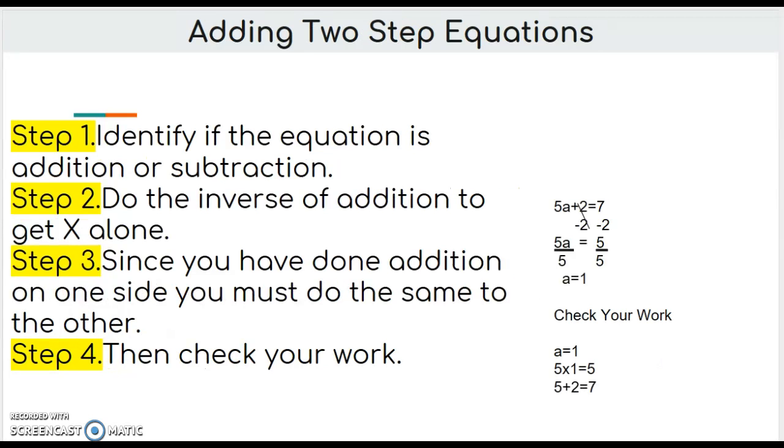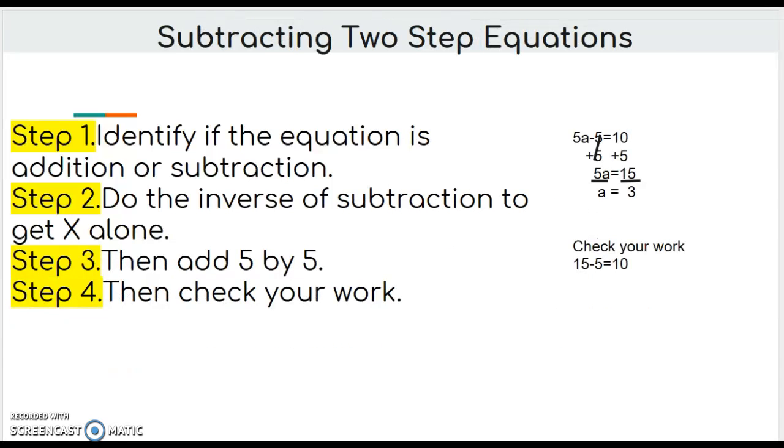Adding two-step equations. Identify if the equation is addition or subtraction. Do the inverse of addition to get x alone. Since you have done addition to one side, you must do the same to the other. Step 4. Check your work.